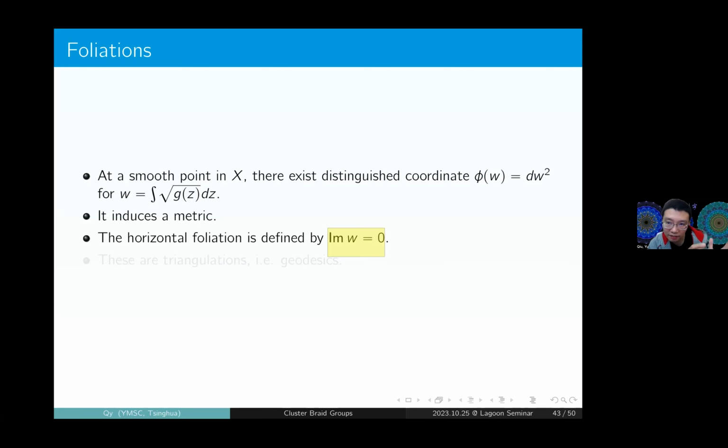And on a Riemann surface, when you have a quadratic differential, you want to pull back, using this distinguished coordinate, this kind of parallel horizontal line from C to your Riemann surface. Then that's the foliation. And then you can have geodesics. So maybe I shouldn't mention triangulation here, but you can have geodesics.